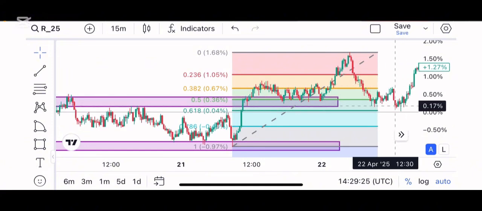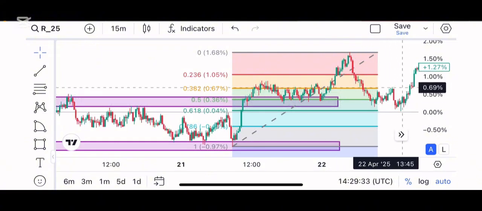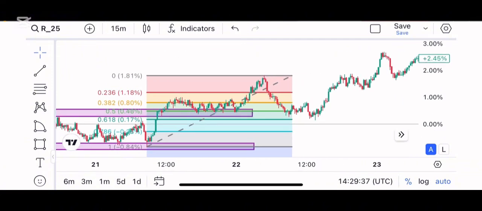So this is where I will start finding entries, and you can see the price made a double bottom here. So you can trade this as a double bottom, and you will see how the market is now continuing its trend. Now this is how to trade, guys.